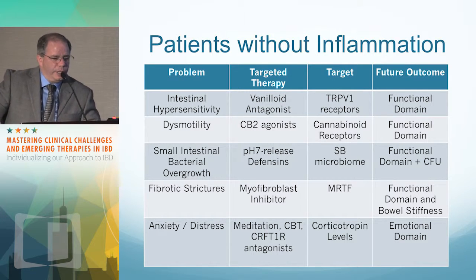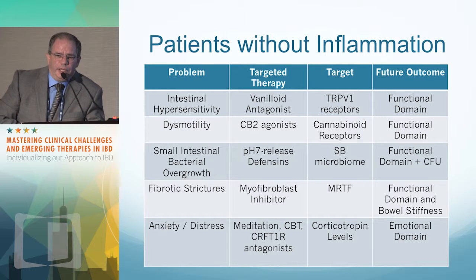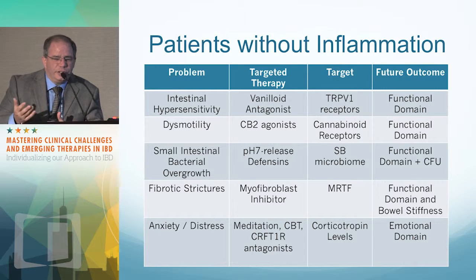For small intestinal bacterial overgrowth, very common in the kind of patients we'll hear about in case 1, you might be able to do pH7 release defensins and affect the microbiome and change someone's outcomes. For fibrotic strictures, one of my research areas, a myofibroblast inhibitor may be very effective in actually changing bowel stiffness, and perhaps reaching the point that we could treat strictures medically rather than surgically. Again, that's a long ways away.